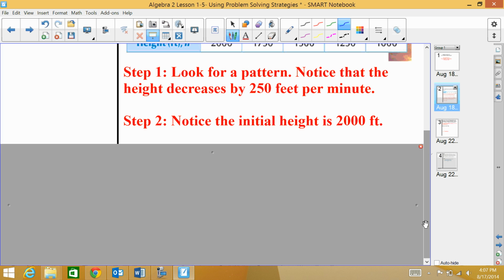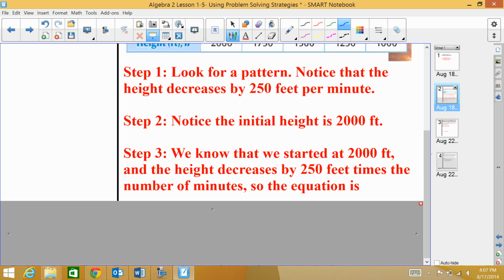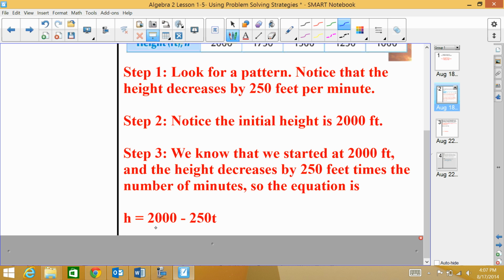So we can use those values to write an equation. There's a shortcut way to do this. We know that we started at 2,000 feet, and the height decreases by 250 feet times the number of minutes. So after 2 minutes, it's 250 feet per minute, so we take 250 times 2, and we started at 2,000. So the equation would be that I take 2,000, which is the initial value, and I subtract 250 feet for each minute. And remember, t represents minutes in this case that we're in the air. So that would be our equation.